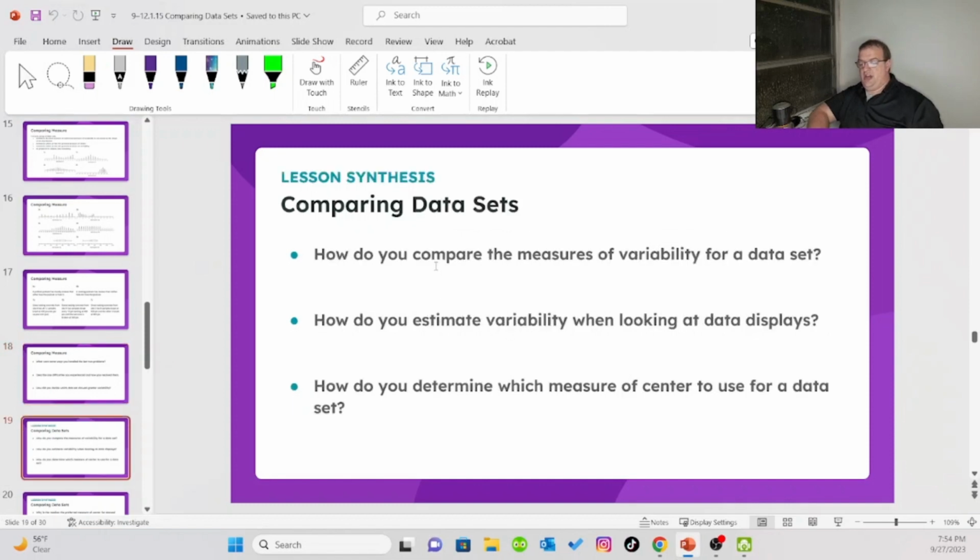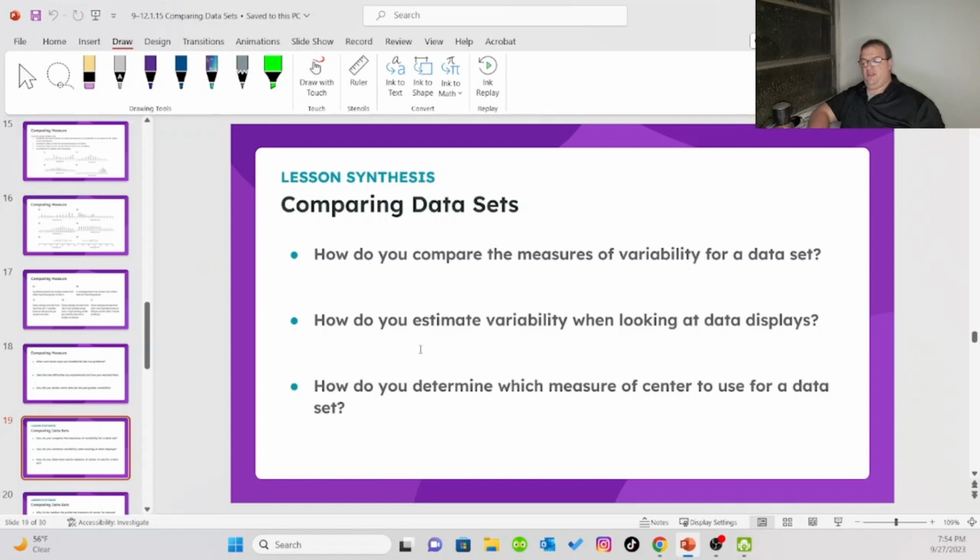How do you compare the measures of variability for a data set? You're either using the standard deviation if it's symmetrical, or you're using the interquartile range if it's skewed. The larger the number, the larger the variability. The smaller the number, the smaller the variability.